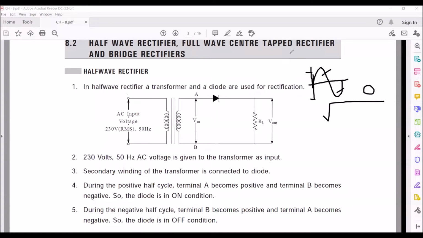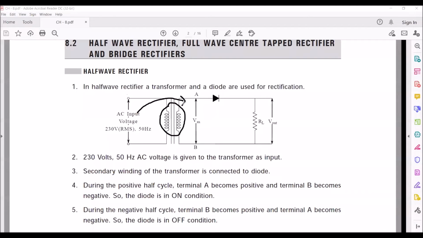Now the root mean square value of the input AC supply is 230 volts. This supply is given to the transformer. This is a step down transformer. Now it is stepping down the voltage. This voltage we have connected to the diode.